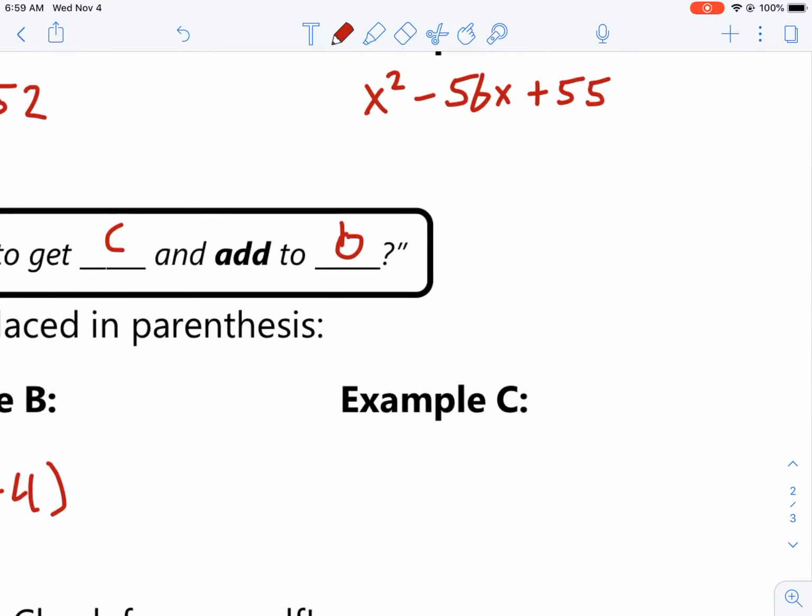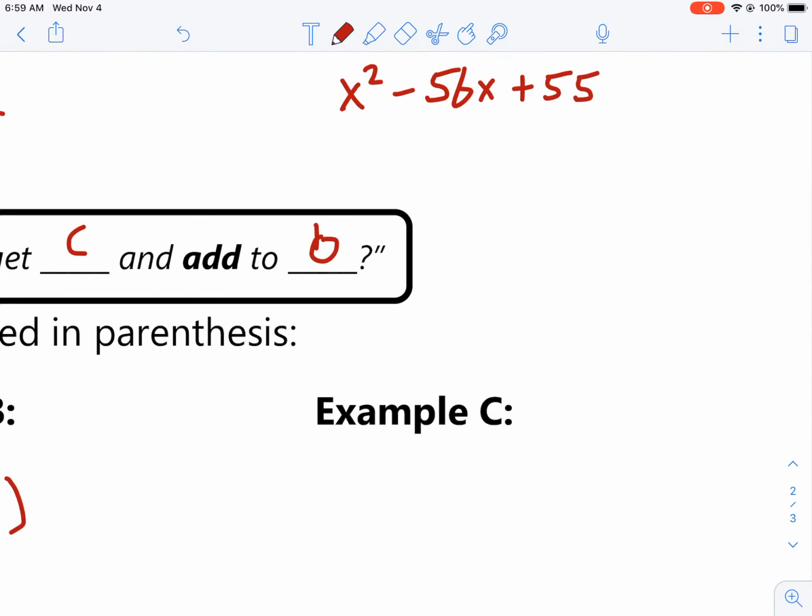And let's do this last one. Okay, what multiplies to make 55 and adds to make -56? That one's easy. Whenever they're one apart, it's just going to be that one and 1. So we've got x minus 55, and we've got x minus 1, right?